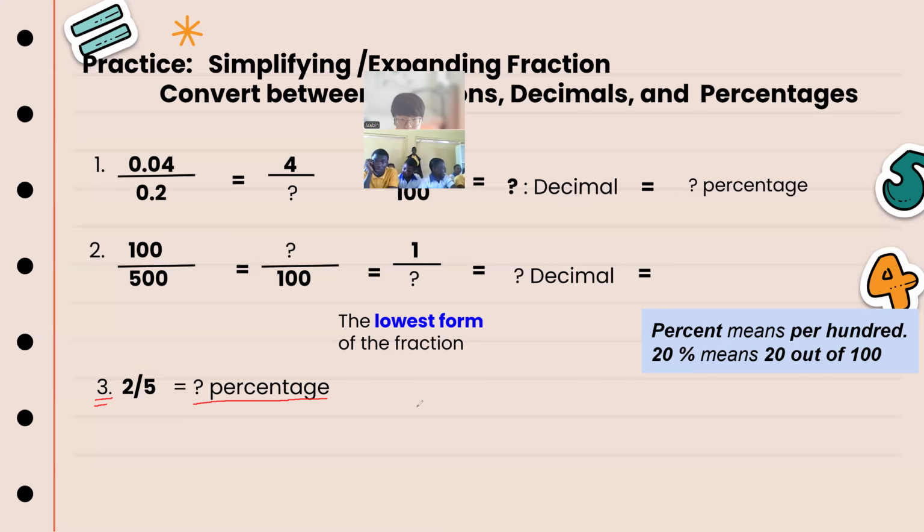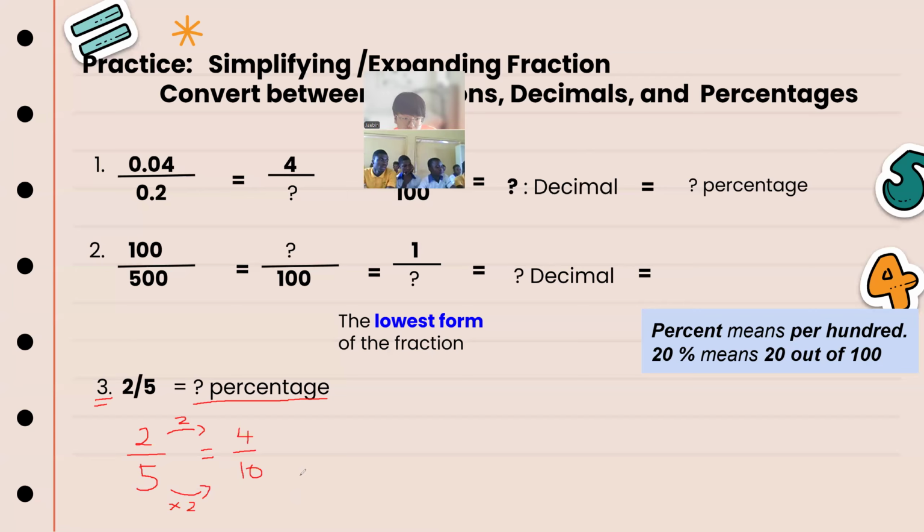David, yes, 40%. Oh, did you say 40%? Yeah, that's correct. Great job. Because we have 2 over 5, right? And we can multiply both sides by 2, for example. And we get 4 over 10.